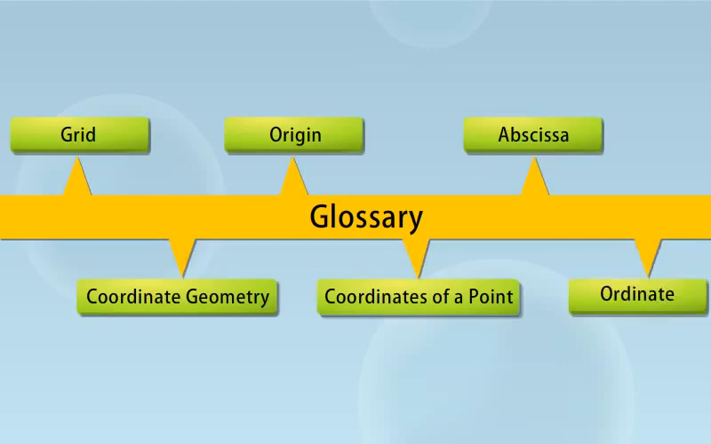The coordinates of the origin are 0, 0. The coordinates of a point are of the form plus plus in quadrant 1, minus plus in quadrant 2, minus minus in quadrant 3, and plus minus in quadrant 4.